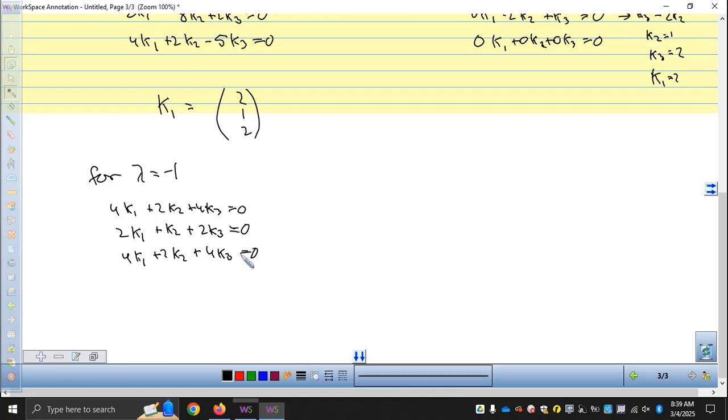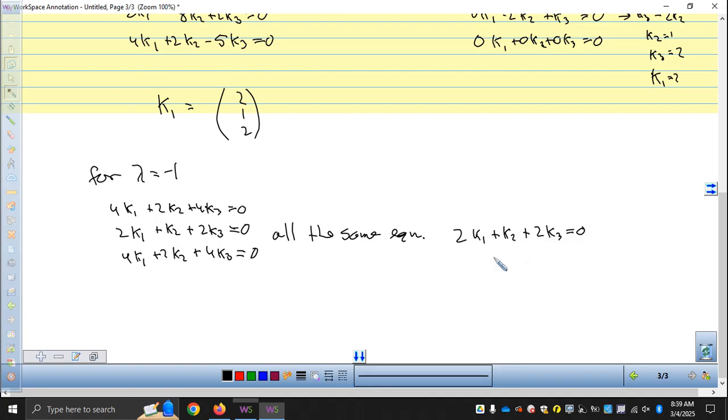Do we see anything interesting about these equations? They're all the same. So really we have one equation with three variables. One equation with three variables does not have a unique solution. So we can get two linearly independent eigenvectors from this one equation. So I'm looking at 2k1 plus k2 plus 2k3 equals 0. We just pick two different k1, k2, k3s that satisfy this equation that give us linearly independent vectors.